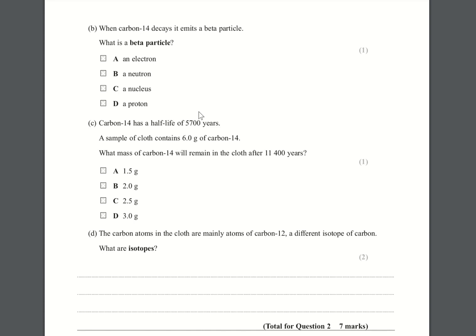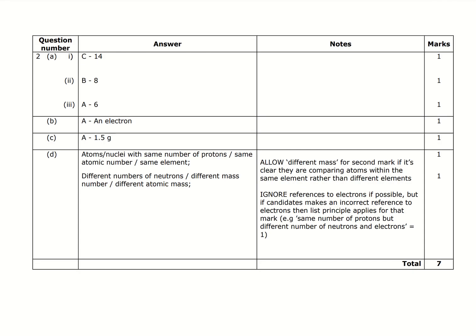So it is double 5,700, so 2 half-lives. So divide by 2, divide by 2. So 6 over 2 and then divide by 2 again is 1.5.